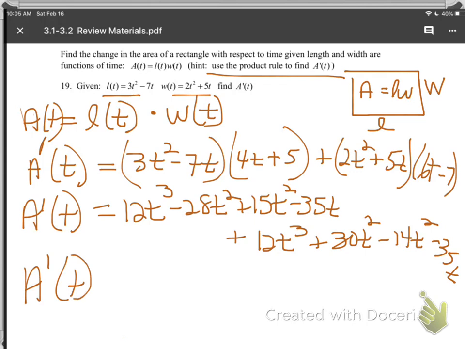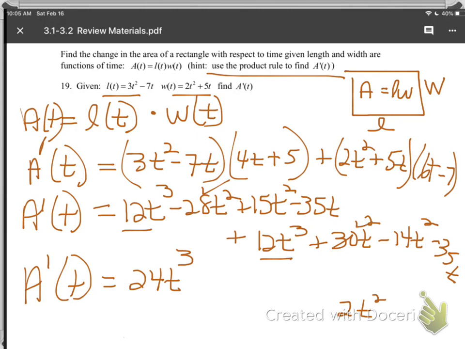So how many cubic terms do I have? I just have 2. They are both positive, so that makes that 24t cubed. Those are done. Okay, so then I have a negative 28t squared plus a 15t squared minus a 14t squared plus a 30t squared. Okay, so let's add these together. So negative 28t squared and positive 30t squared so far gives me a 2t squared. So those two are taken care of.